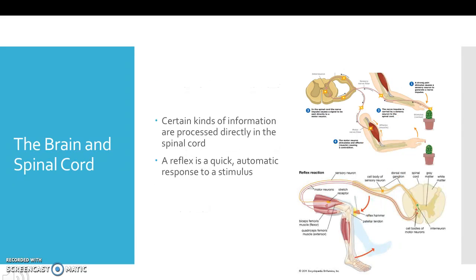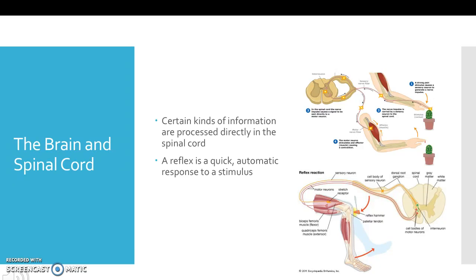Certain types of information are processed directly within the spinal cord, such as reflexes. A reflex is a quick, automatic response to a stimulus. In the top picture is an example of a reflex. The animation shows someone's finger touching a prick on a cactus. The strong pain stimulus then causes a sensory neuron to generate a nerve impulse.